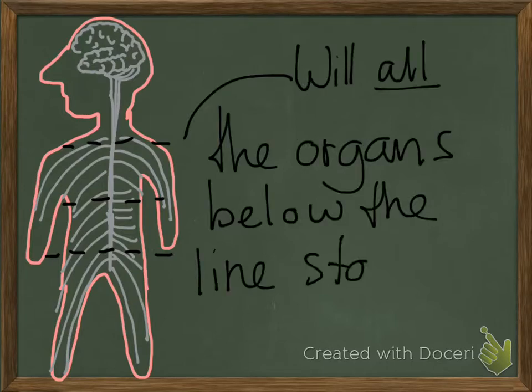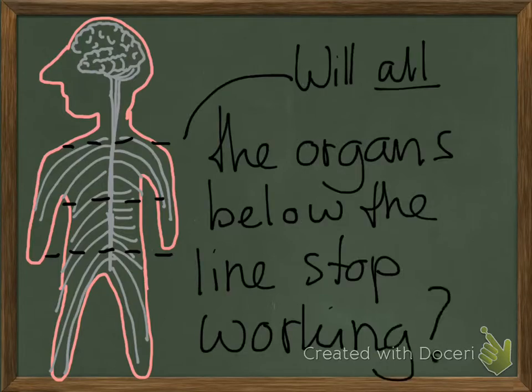Now, an interesting question for you guys is, his nerves might have been interrupted in the spinal cord, but will all the organs below the line stop? Note, he cannot feel or move anything anymore underneath the fracture line, but will the other organs, which are underneath the neckline, will they also stop working?